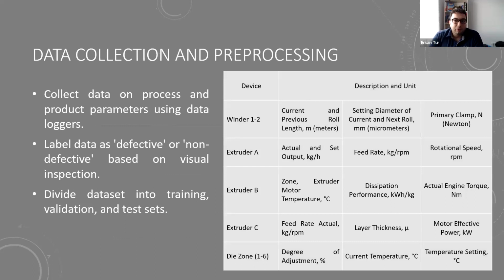The primary data source for this study comprised production process parameters of the plastic film produced in the multi-stage extrusion process. These data were captured at all stages of the process using a data logger located in the production lines. The captured data were labeled automatically, categorizing them as defective or non-defective based on visual inspection.